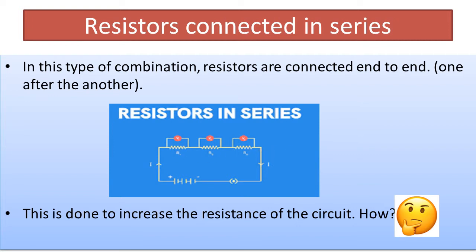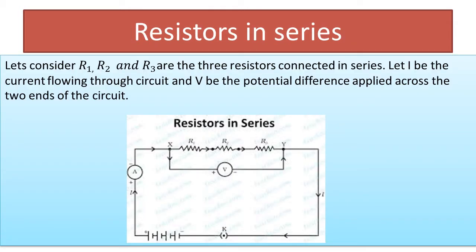If we want to increase total resistance, then individual resistors are connected in series. How do we get increased resistance due to this series combination? What happens to the current then? Let us discuss how it works. We will see what happens when resistors are connected in series. Let us see how to find out total resistance of a circuit when resistors are connected in series.